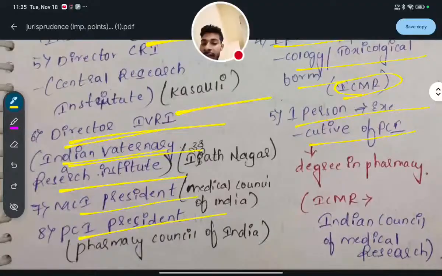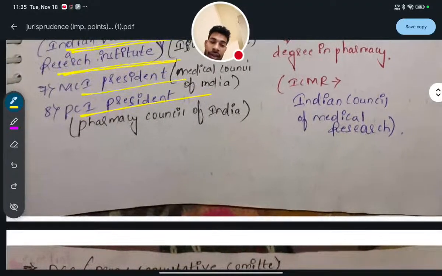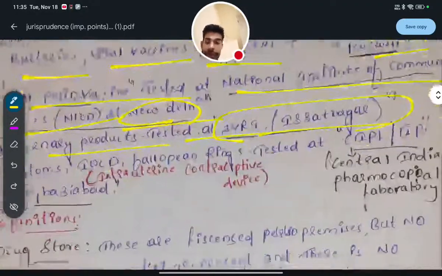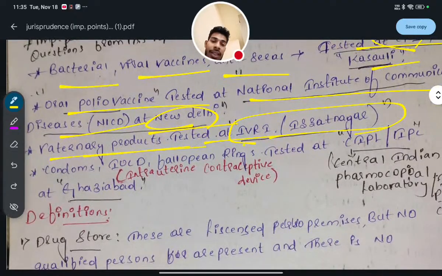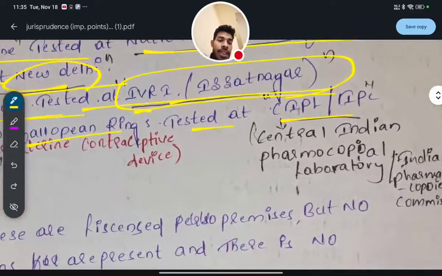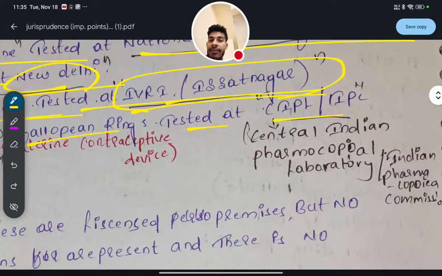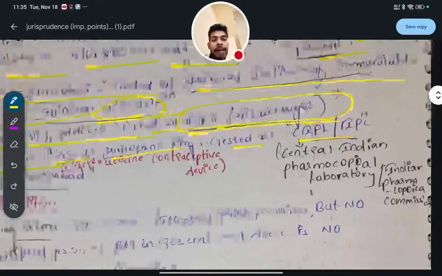Indian Veterinary Research Institute. So veterinary products are tested at IVRI. Next, condoms, IUCD, fallopian rings are tested at the Central Indian Pharmacopoeial Laboratory, CIPL, or the Indian Pharmacopoeial Commission, IPC.